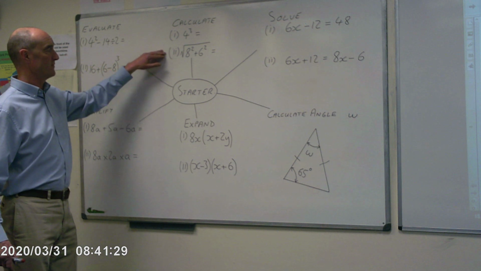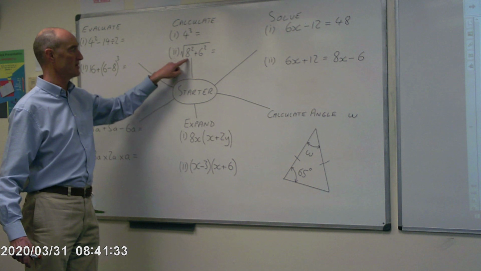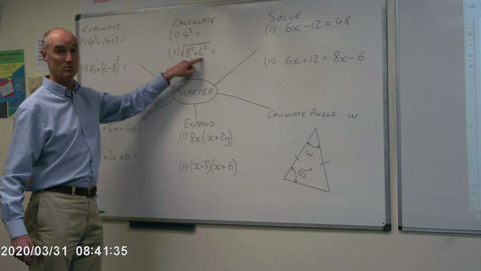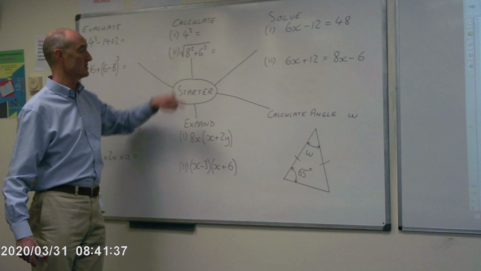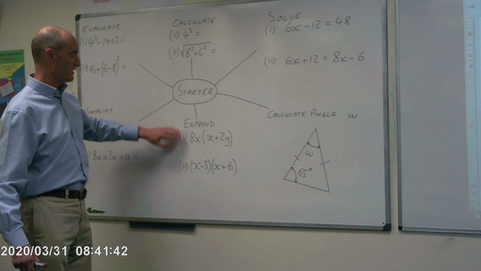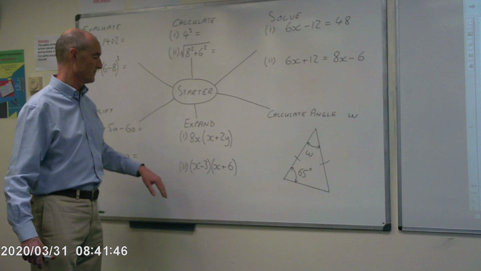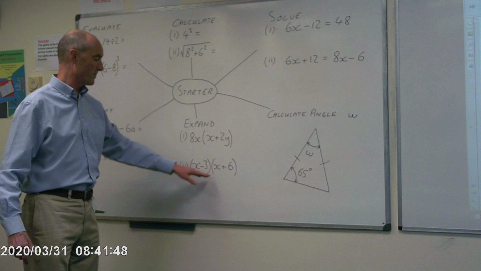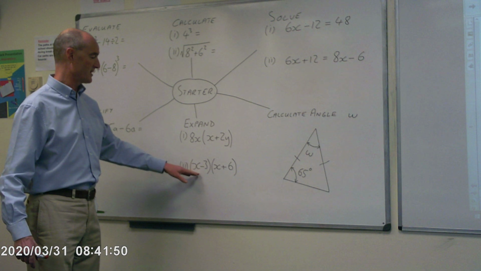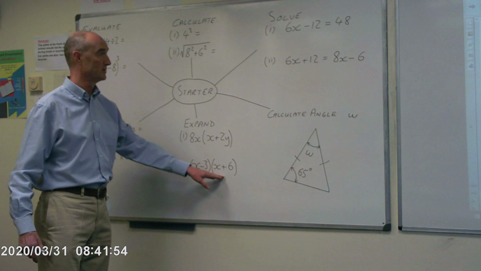Then the value of, there's a square root sign, and inside the square root sign is 8 squared plus 6 squared. So you've got to calculate that value. Then an expansion to do, expand 8x and then a bracket x plus 2y. Then you've got 2 separate brackets. First bracket is x minus 3, the second bracket is x plus 6.